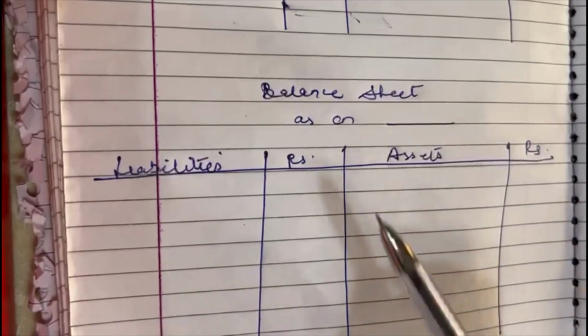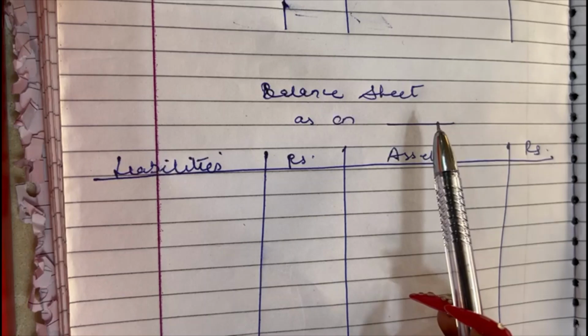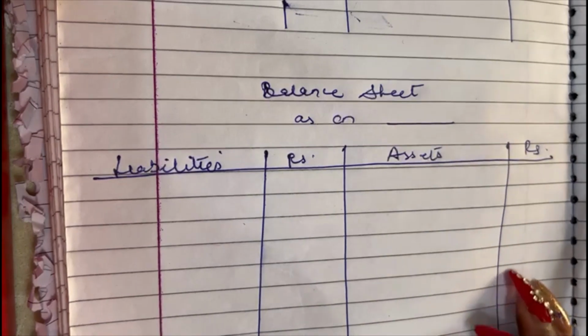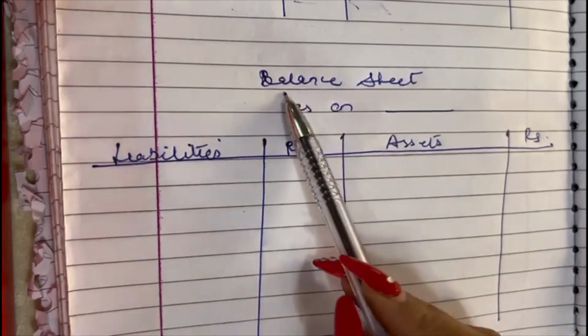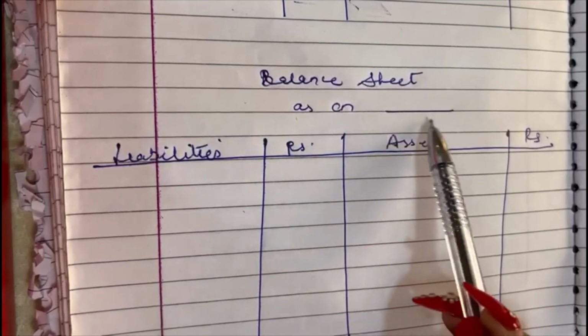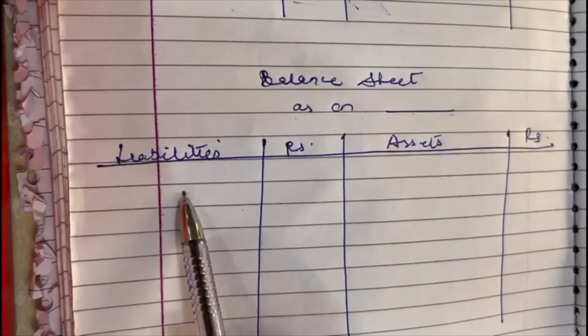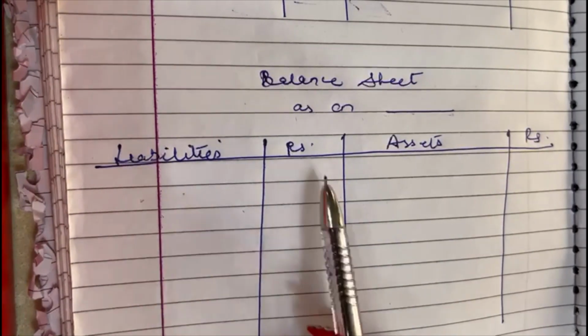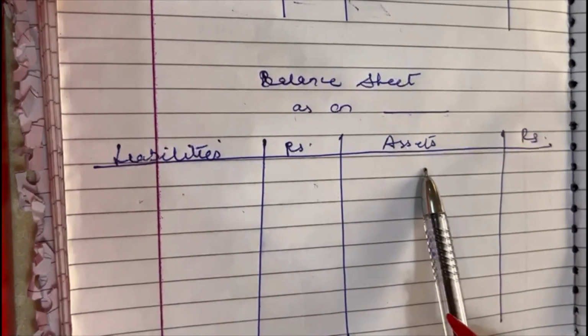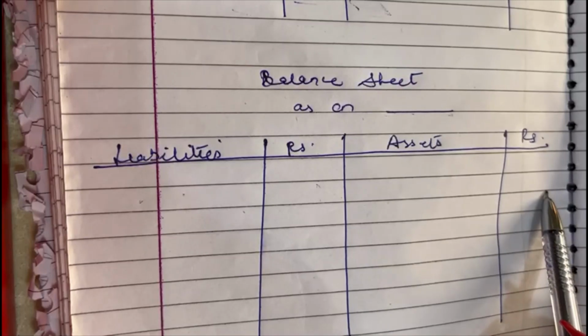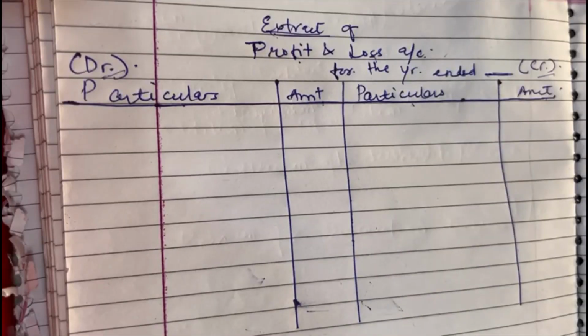Then we need to show the treatment in the balance sheet as well. So we will have to take the balance sheet format along with it. Balance sheet as on year and month, you can write from the question. On the left hand side we will have liabilities, amount, and assets, amount. Now let's begin with the treatment of the information given in profit and loss account.